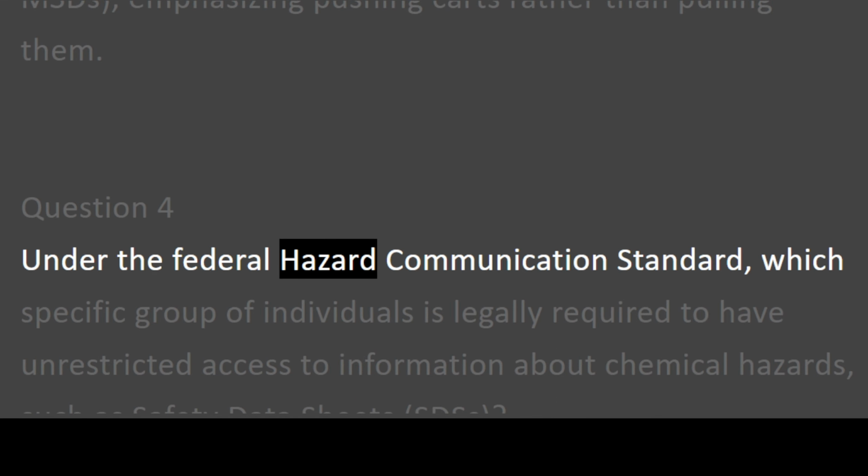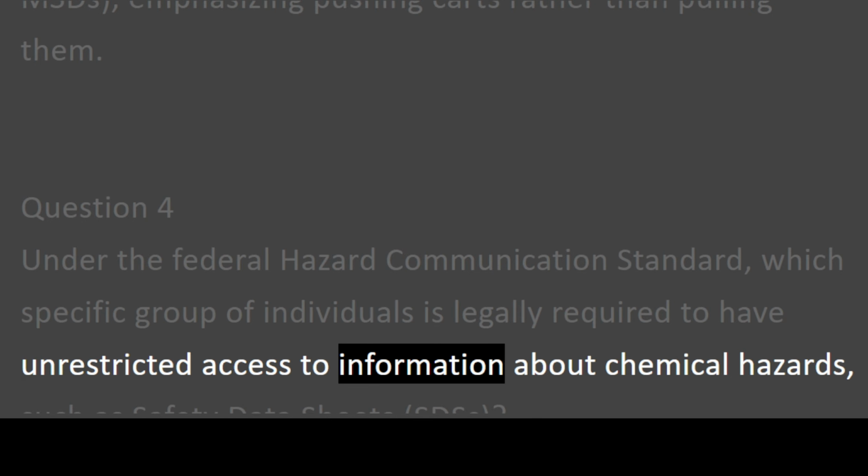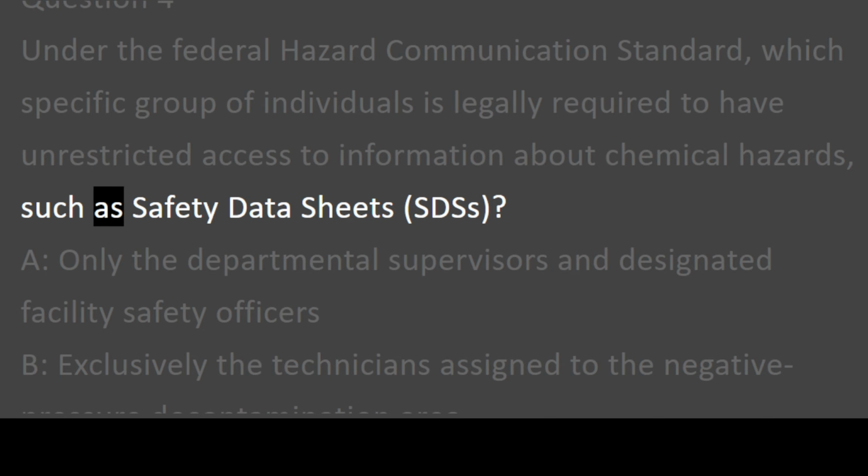Under the Federal Hazard Communication Standard, which specific group of individuals is legally required to have unrestricted access to information about chemical hazards, such as safety data sheets, SDSs?